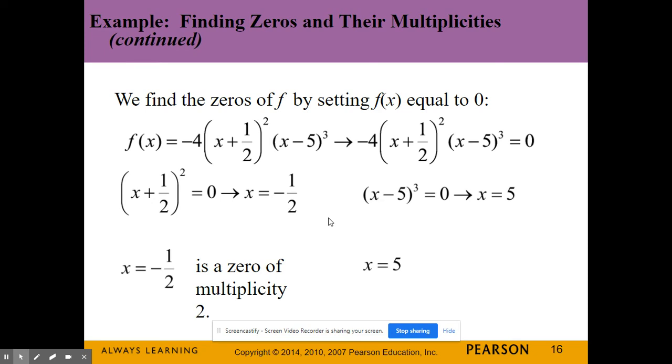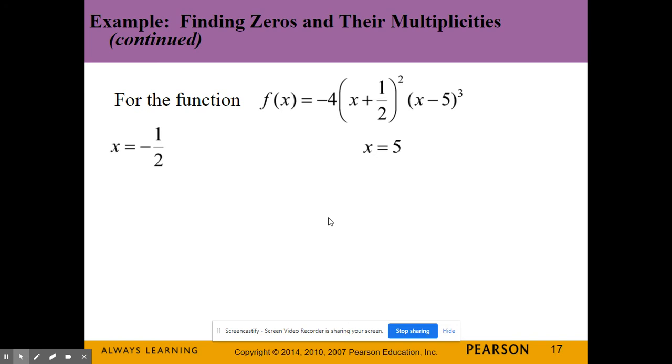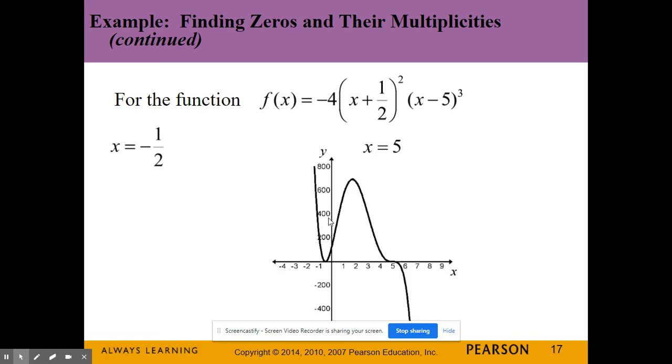The negative 1/2 has a multiplicity of 2 because the exponent on that factor was 2. X equals 5 is a zero of multiplicity 3 because the exponent on that factor was 3. Because the negative 1/2 had a multiplicity of 2, which is even, when you look at the graph here, it hit that point and then turned around. For x equals 5, it had a multiplicity of 3. So when that zero occurred, the function continued through, it passed through.